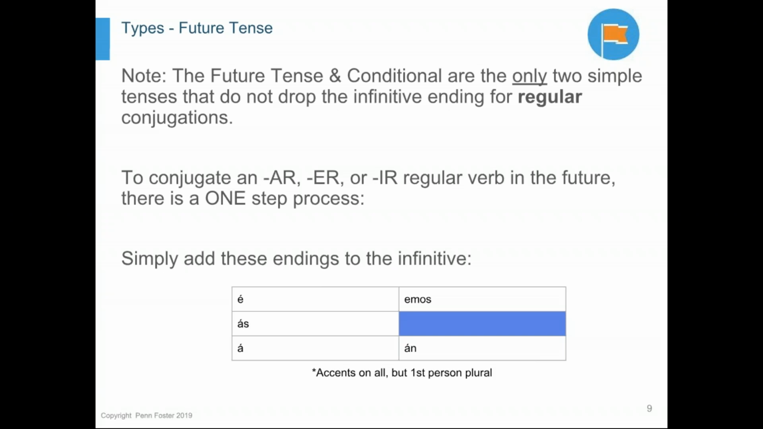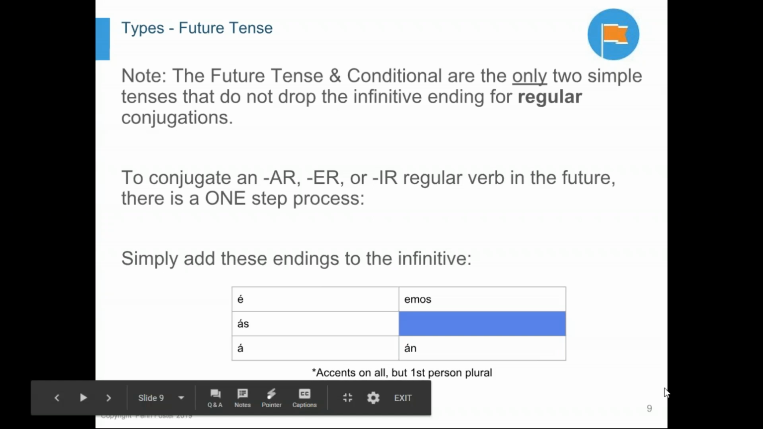All right, these endings are used for all future tense verbs, regular and otherwise, which we'll talk about later. And if you notice, they do have accent marks on all persons except for first person plural. Okay, so that chart down below is very good to be mindful of, and we'll come across the conditional verb endings here shortly.